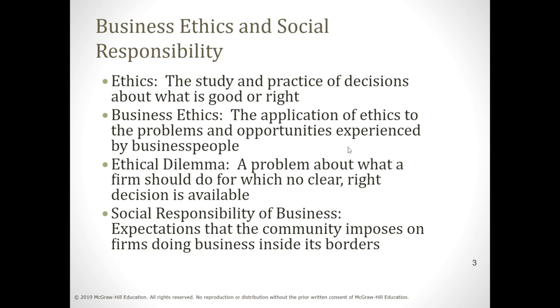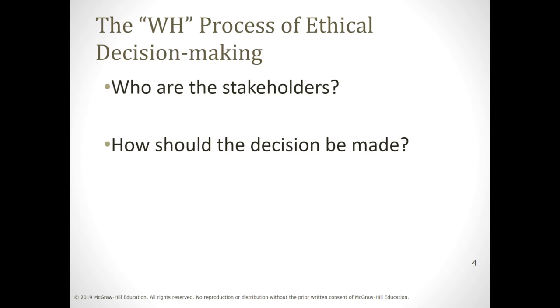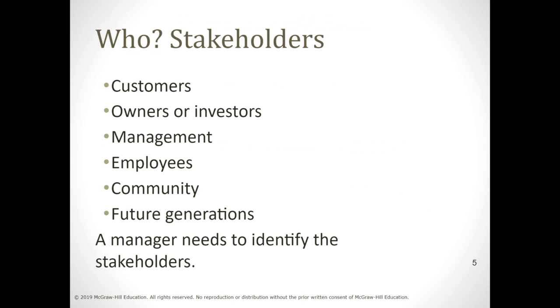Looking at a process for making these decisions, it's the WH process: who are the stakeholders, and stakeholders are people who are affected by the firm's decisions, and then how should that decision be made? Looking more closely at stakeholders, there might be many stakeholders for a company or for a decision. Some of them have competing interests. If you look at the customers, owners, management, employees, community, and future generations, customers want the lowest price for their product. Owners want a high price for the product, and management probably does as well. The employees want to be paid the most and aren't as concerned about making the most profit for the company. So you can see that there is competition between the right decisions that should be made for a company.